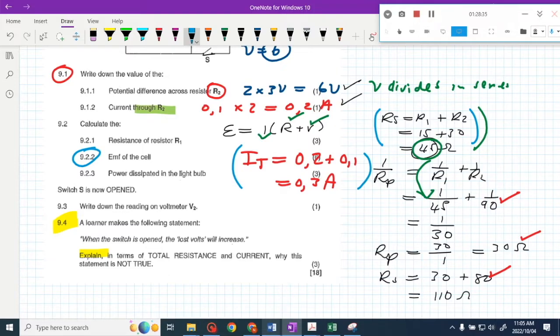Okay, are there any questions? Please don't mess up how you calculate the total external resistance. Take it in steps. Don't try to rush it. Don't try to be smart. Just take it in steps.